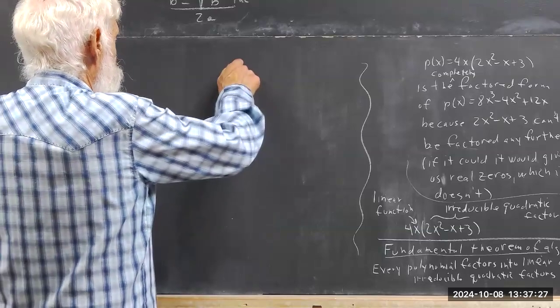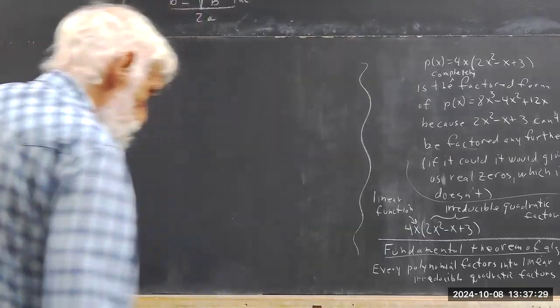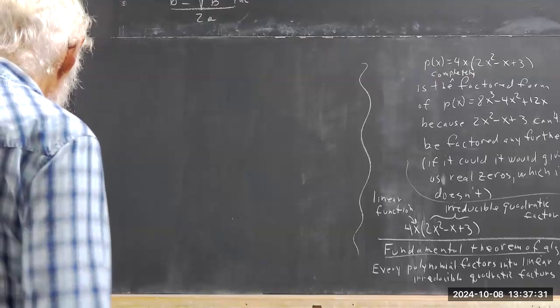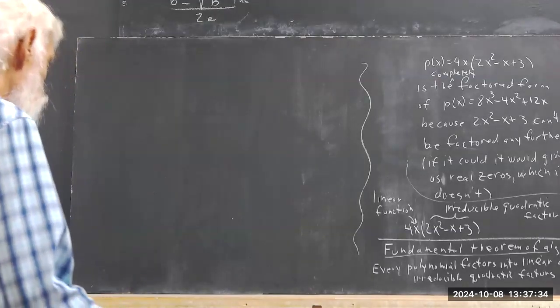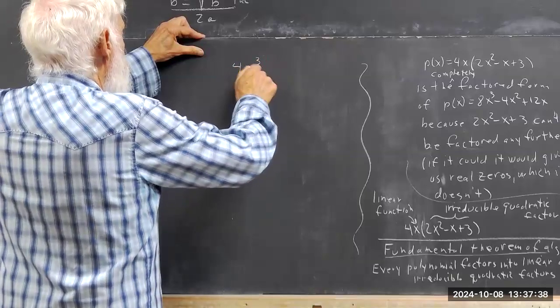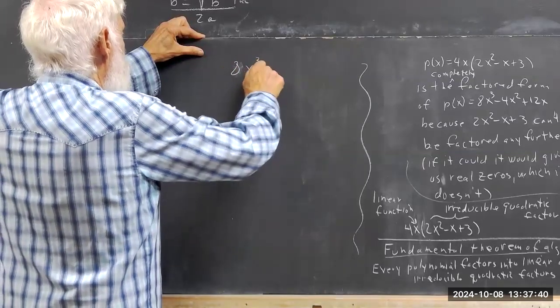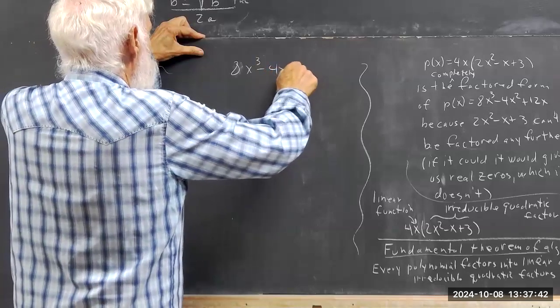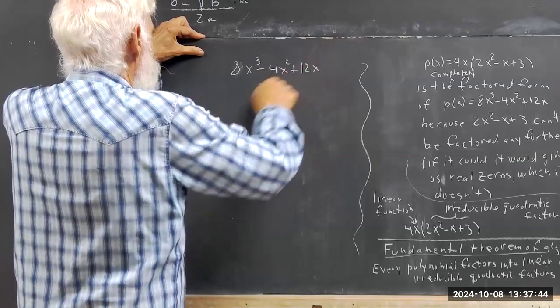let's just take our polynomial, x cubed plus 4x cubed, no, it was 8x minus 4x squared plus 12x.